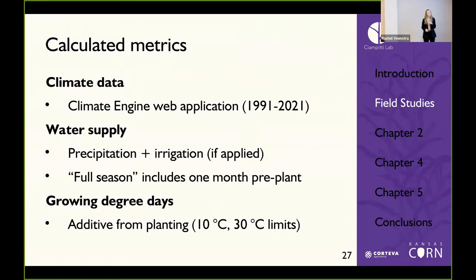A couple metrics before we jump into the good stuff. The climate data was taken from Climate Engine for the period of 1991 to 2021 so that we could calculate the 30-year normals for all of the variables we were looking at in these sites. Our water supply included precipitation and irrigation if it was applied, and for the full season water supply, we considered 1 month pre-plant as a way that we could have a measure of how much moisture was in the soil at the time we planted, because we didn't take actual soil moisture measurements. The growing degree days, again, were added from planting with the 10 and 30 degree limits.